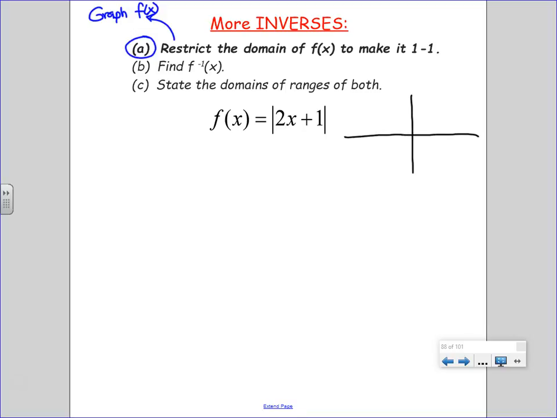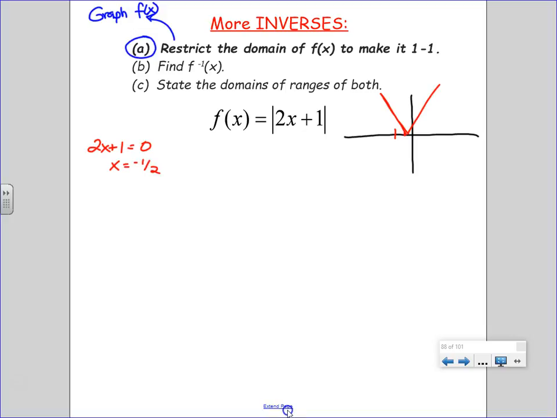Can anybody tell how we could have figured out that this was a V shifted 1/2 to the left? The absolute value means V, right? That would have told us a V, but how could we have gotten 1/2 to the left? It's inside. We could have set 2x plus 1 equal to 0 and found the intercepts, right? The x-intercept, assuming that it hit there. And that would have gotten us x is equal to negative 1/2. That's one way. What's another way, though?